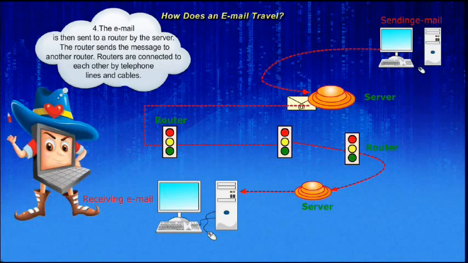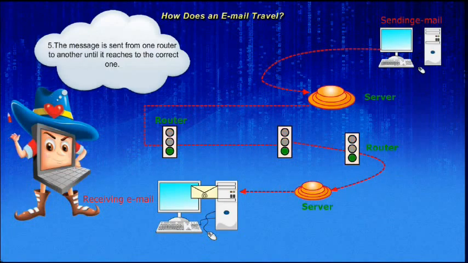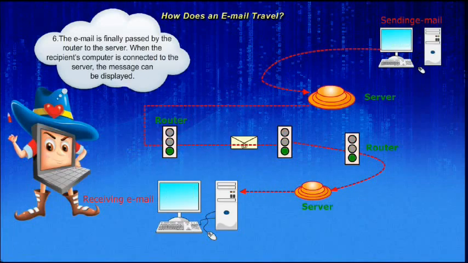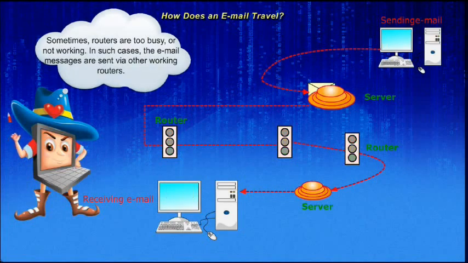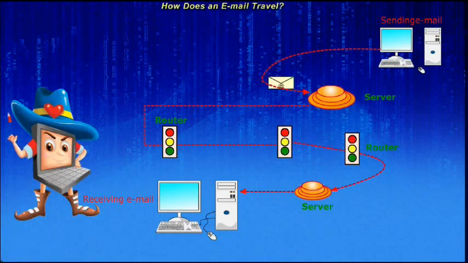Routers are connected to each other by telephone lines and cables. 5. The message is sent from one router to another until it reaches the correct one. 6. The email is finally passed by the router to the server. When the recipient's computer is connected to the server, the message can be displayed. 7. The server reads the address and passes the email to the correct computer. Sometimes routers are too busy or not working.